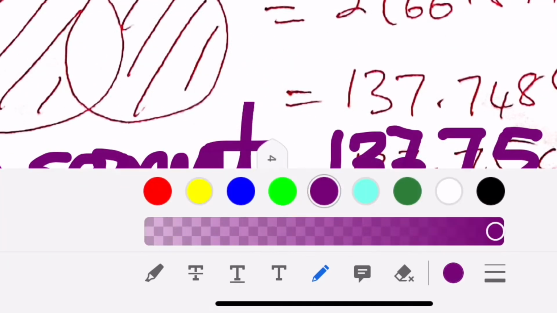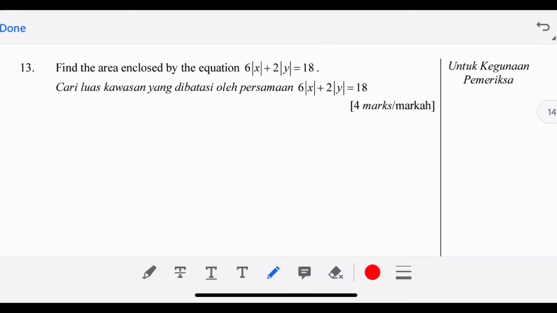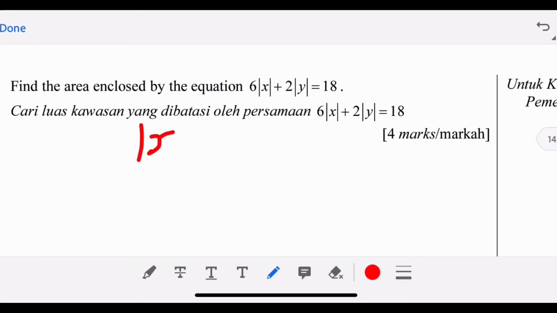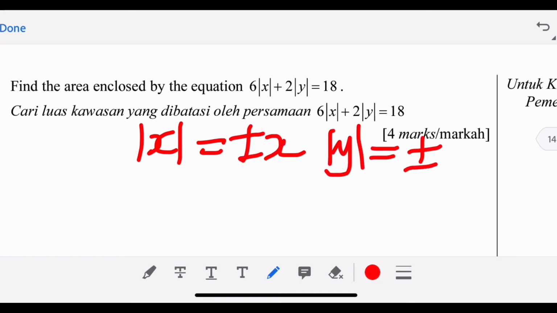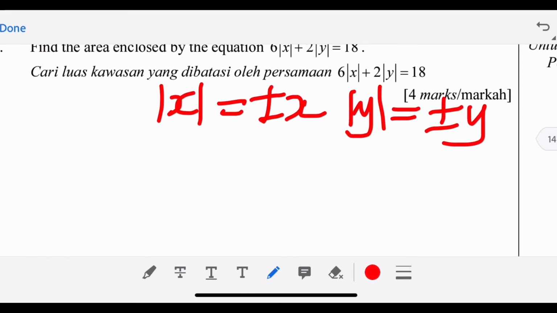So the question is a bit confusing and a bit tough. So let's see the next question. Find the area enclosed by the equation 6|x| + 2|y| = 18.